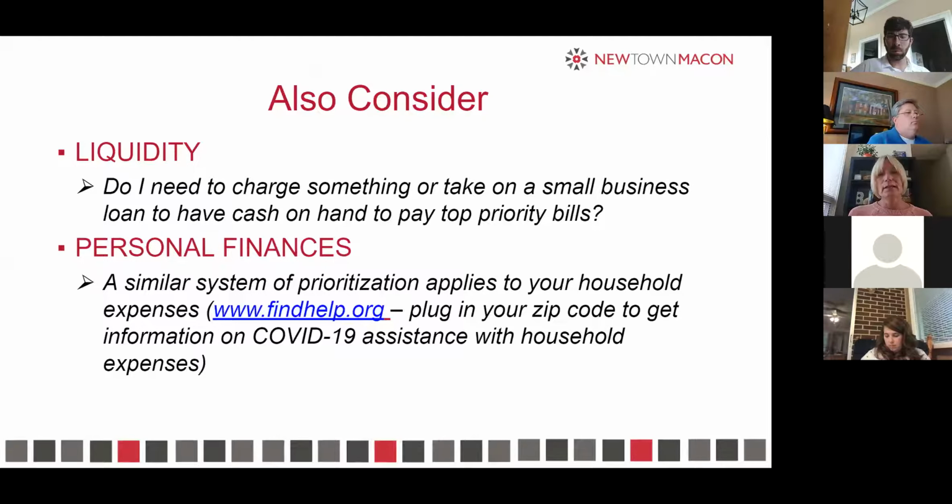The other thing is that this same strategizing applies to your personal finances. And there's a really helpful website that I learned about called findhelp.org, and you can plug in your zip code, and there's a range of assistance available there for you to know about and be aware of that relates specifically to your household expenses. And I was actually surprised in particular to find out how many programs are out there for veterans. So if you're a veteran, or if you have any friends, family who are, really recommend that they go use this tool. But you're going to want to use the same kind of system of prioritization to think through your household expenses and your personal finances.